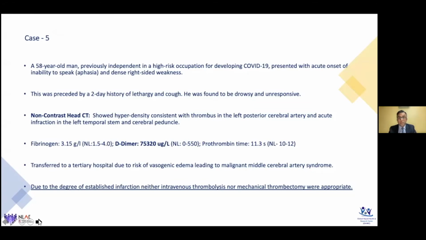Non-contrast head CT showed hyperdensity consistent with thrombus in the left PCA territory and acute infarction in the left temporal stem and cerebral peduncle. His D-dimer was very high, 75,000, and he was transferred to the nearest tertiary hospital for the risk of vasogenic edema and probably herniation, with a concern for malignant middle cerebral artery syndrome. Because of the degree of established infarction, neither IV tPA, or intravenous thrombolysis, nor mechanical thrombectomy was considered.